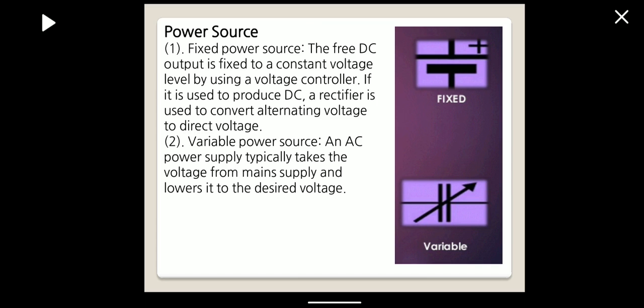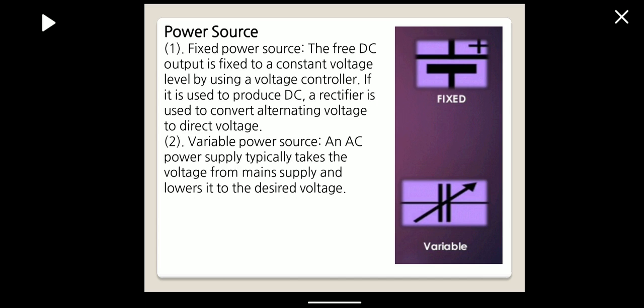The next symbols are for the power sources. First is a fixed power source. The first diagram shows the fixed power source. It has two terminals, one positive and the second negative, and current flows from positive to negative. The DC output is fixed to a constant voltage value by using a voltage controller. If it is used to produce DC, a rectifier is used to convert alternating voltage to direct voltage.